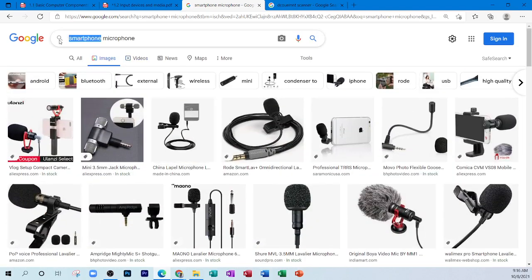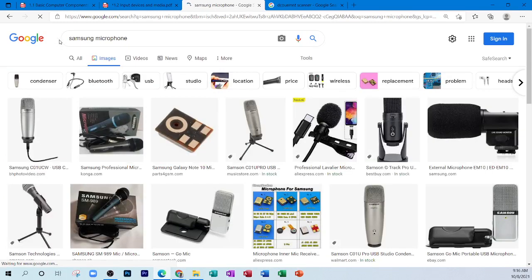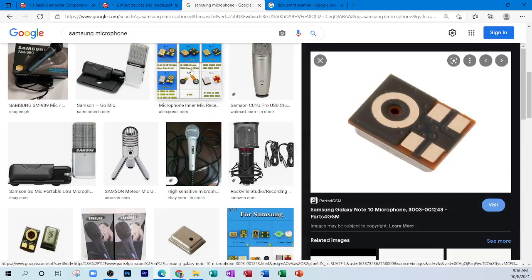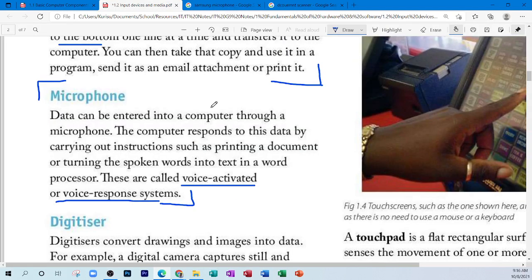So this small device here, Samsung Note 10 microphone. This is the microphone that is on the Samsung Note 10. So they come in various sizes, but they perform basically the same action. They convert your voice into that digital sound that can be transferred into the computer, and then that sound could be recorded, it could be transferred to your friends, or it could be streamed over the internet so that you guys can hear right now.